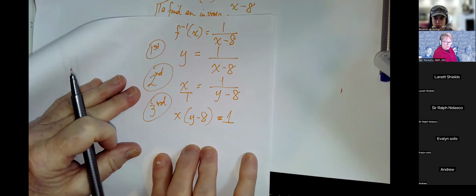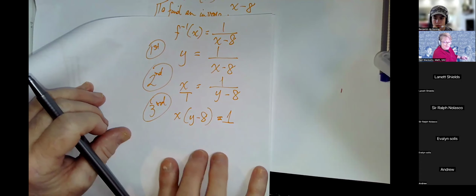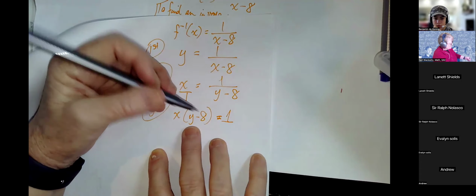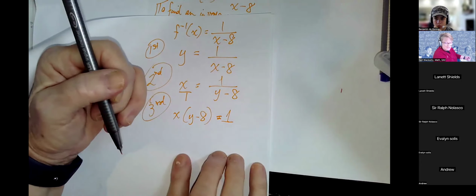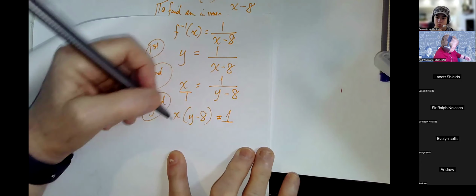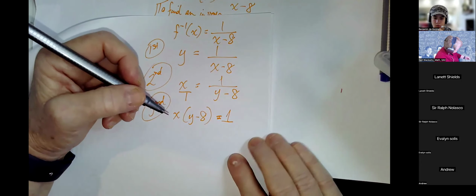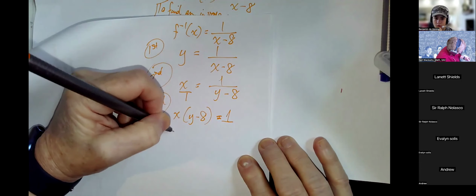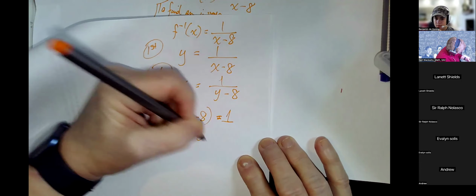But we're solving for Y. Well, first we've got to multiply through. We can't have the thing we're looking for in parentheses. So remind me how to distribute the X. Yx minus 8x. Beautiful.